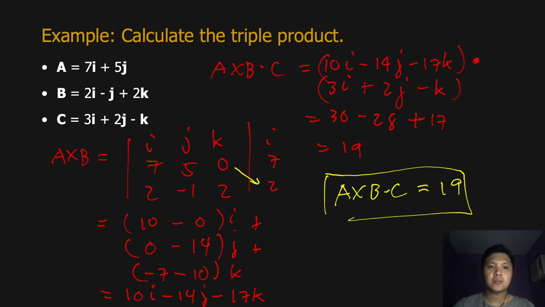It is called the scalar triple product since the product will be a scalar quantity. So notice that we don't have any direction here. So that is multiplication of vectors.